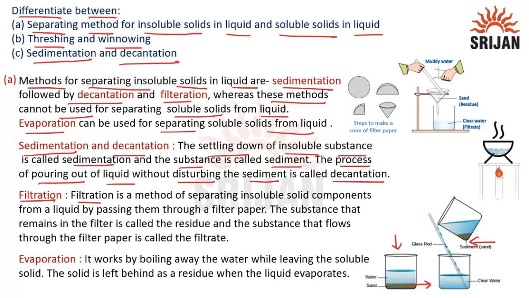Now filtration. Filtration is a method of separating insoluble solid components from a liquid by passing them through a filter paper. So this is a filter paper that is folded and made a cone and set in a funnel. The substance that remains in the filter paper is called the residue. So here the residue is obtained, and the substance that flows through the filter paper is called the filtrate. So the clear water is the filtrate.